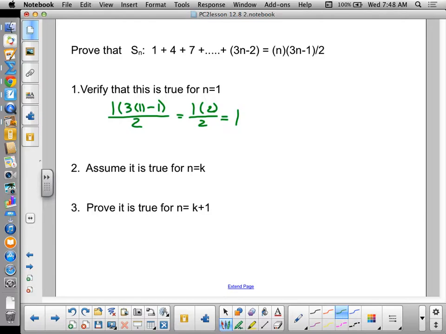Assume that it's true for n equals k. This is great. I love this part because we get to assume something. We don't have to prove it. No math involved. Okay? Now comes the fun part. Prove that it is true for the term n equals k plus 1. And I refer to my notes just to make sure I do this properly. I actually took notes.